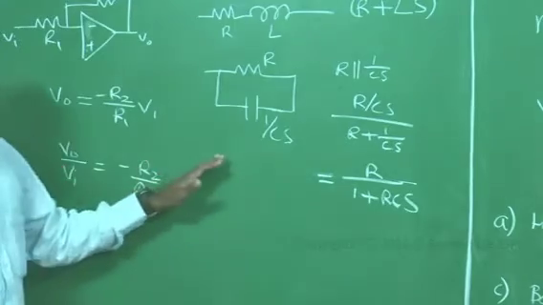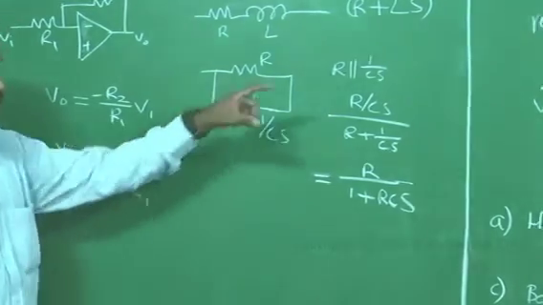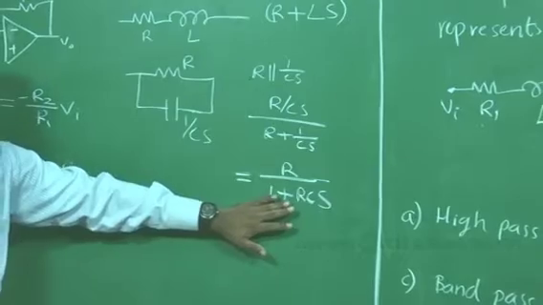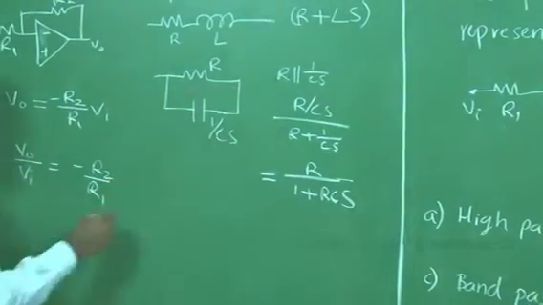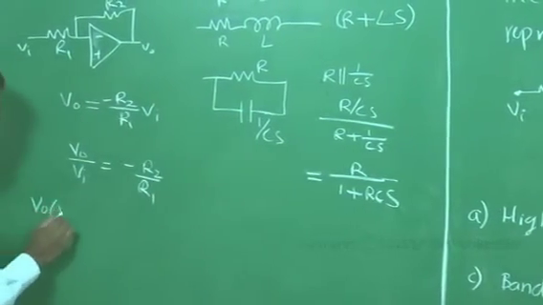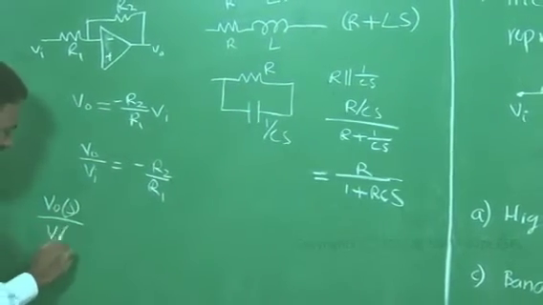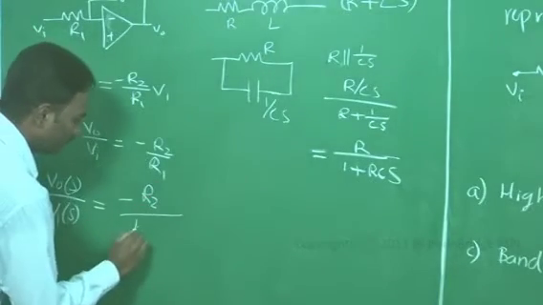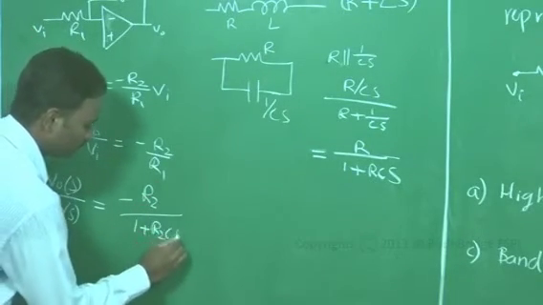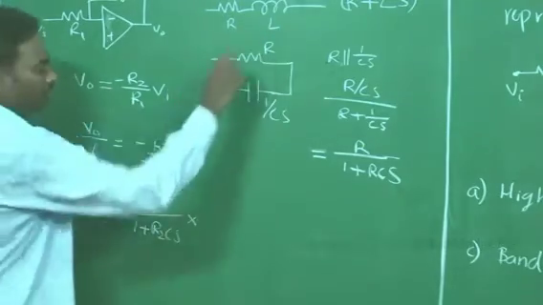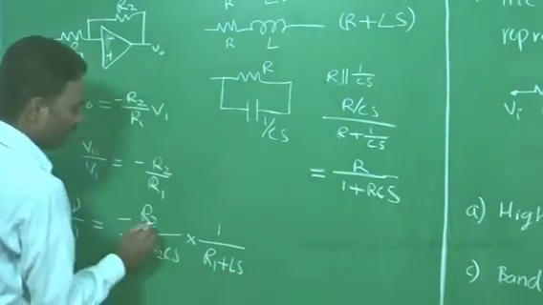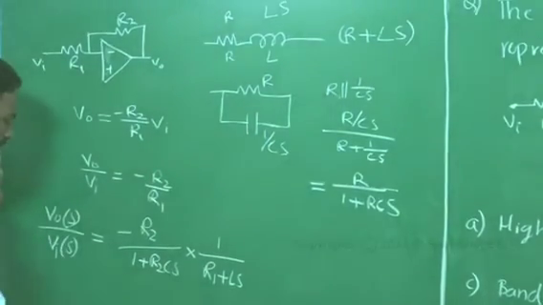In the given question, instead of simple resistors, we have complex quantities with R plus Ls and R by 1 plus RCs. So, for the given question, the transfer function V0 of S divided by Vi of S can be written as minus R2 divided by 1 plus R2Cs, times 1 by R1 plus Ls. Here we have R1 and R2 in the given question.